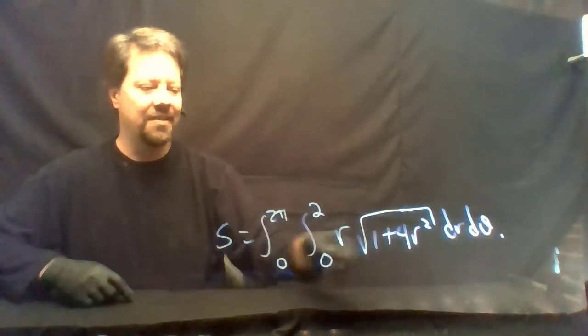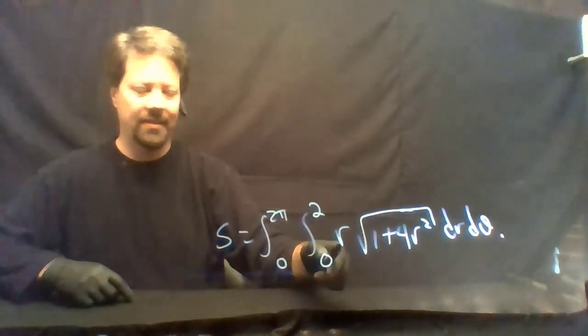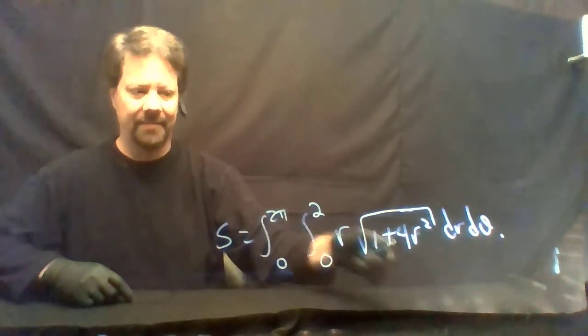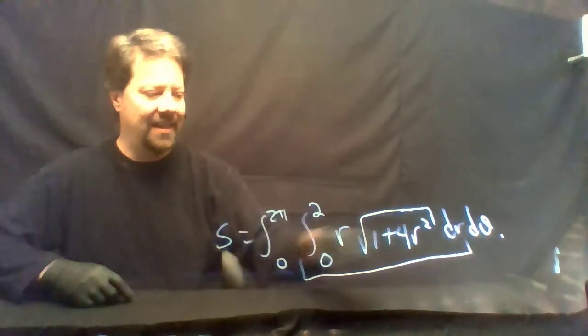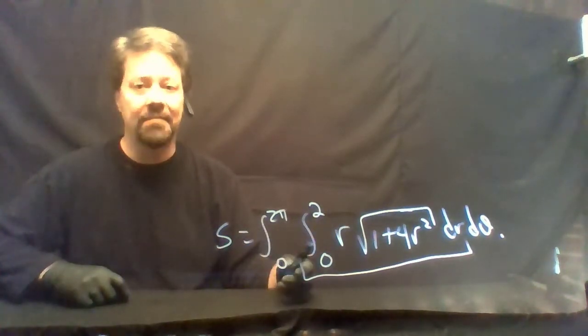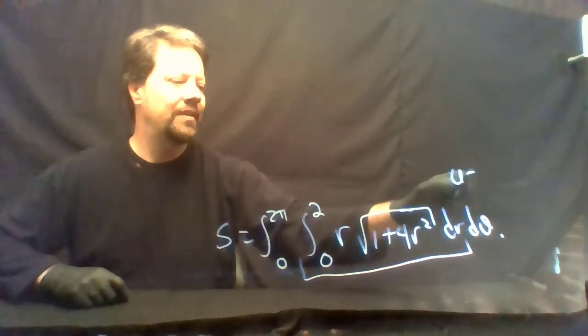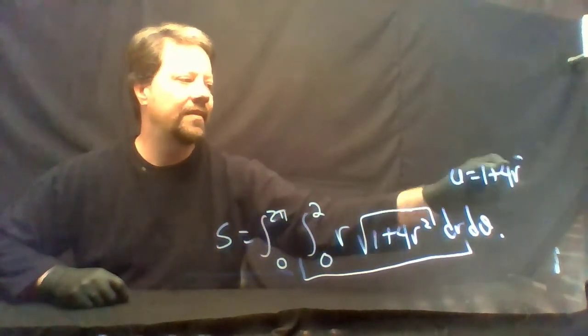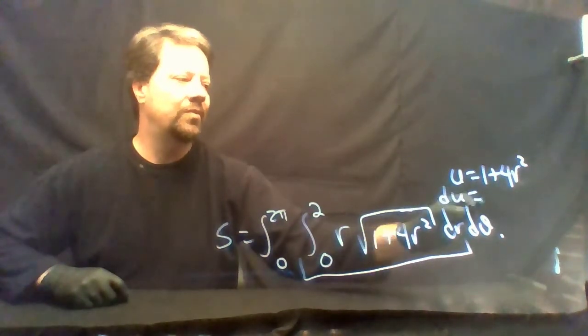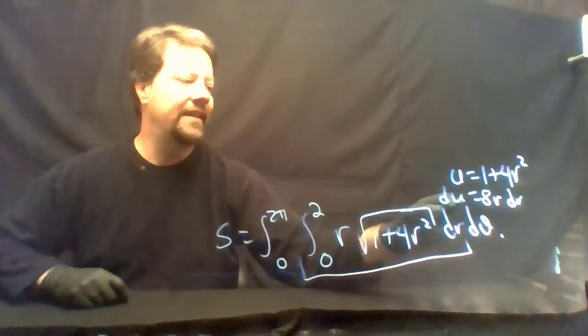This integral is not hard to evaluate since we have an r, the derivative of something lying around, and the integral does not depend upon theta, so we get 2 pi for free. If we set u equal to 1 plus 4r squared, then du will be 8r dr. We'll divide the 8 off.